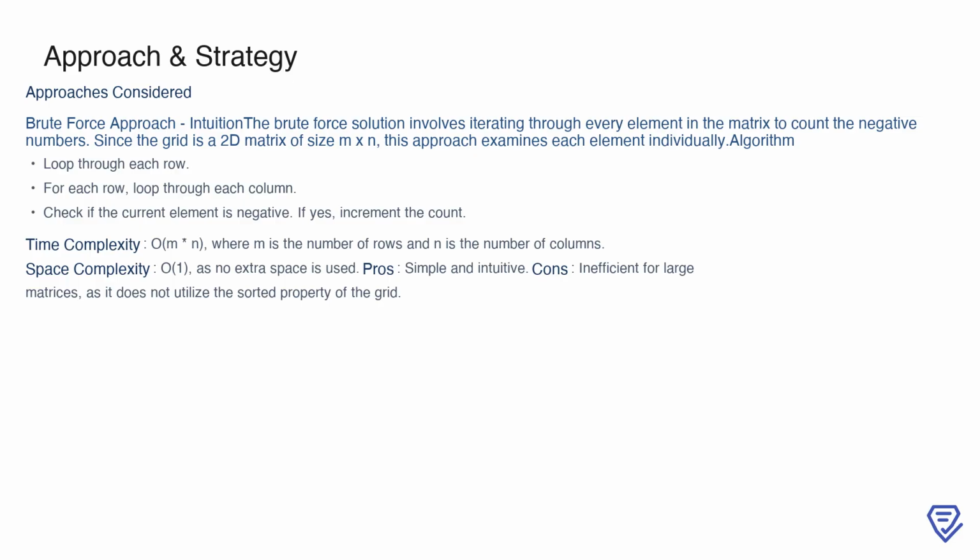While this approach is easy to understand and implement, it doesn't take advantage of the sorted nature of the matrix. It also has a time complexity of m*n, where m is the number of rows and n is the number of columns, making it inefficient for large matrices. On the other hand, it uses constant space, which is a positive aspect. However, for larger datasets, the inefficiency in computation outweighs the simplicity, making it less practical.